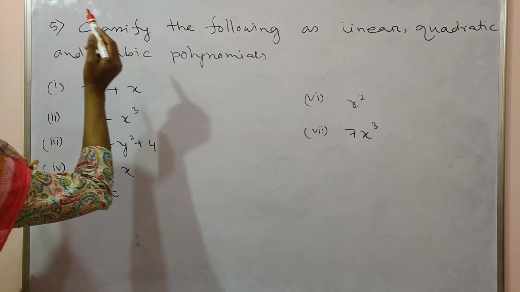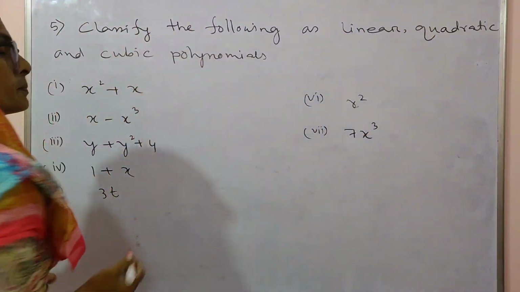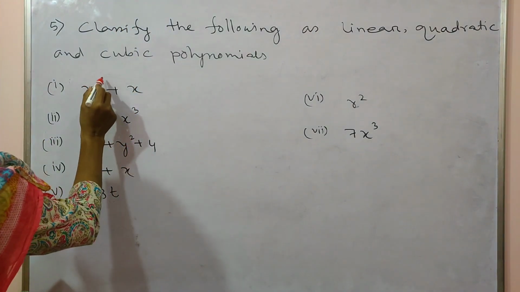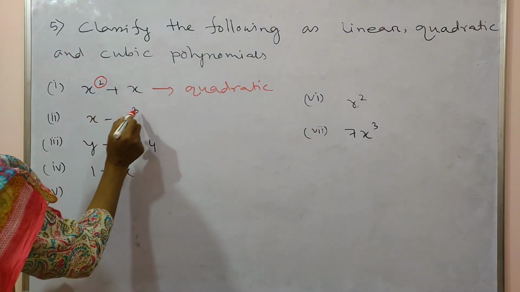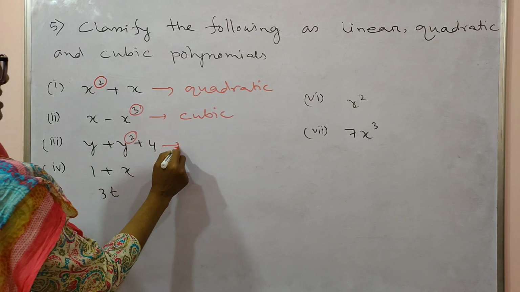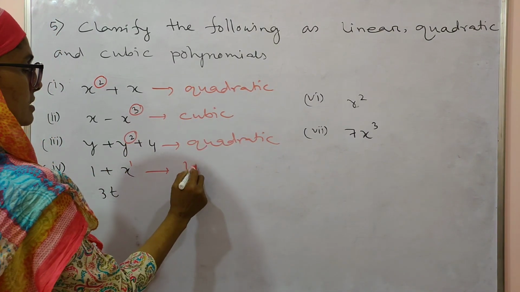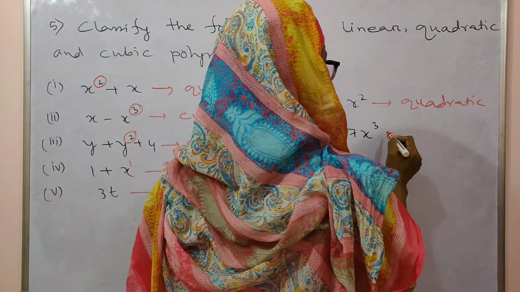Number 5. Classify the following as linear, quadratic and cubic polynomials. Linear means the highest power is 1. So this one, the highest power is 2, quadratic polynomial. Here the highest power is 3, cubic. Here the highest power is 2, quadratic polynomial. Here the highest power is 1, linear. This one, linear. Here quadratic. This one cubic.